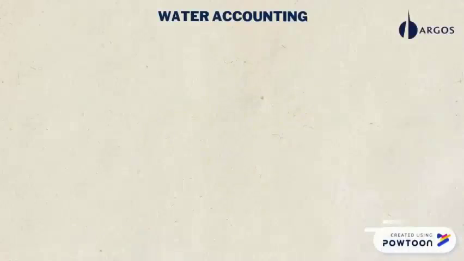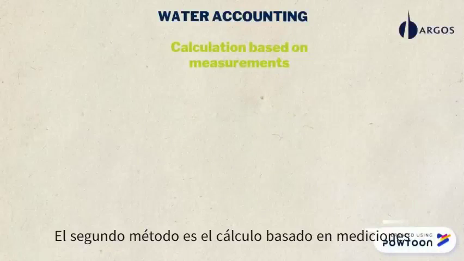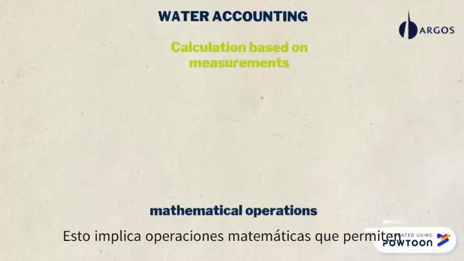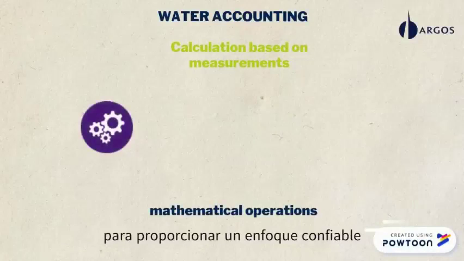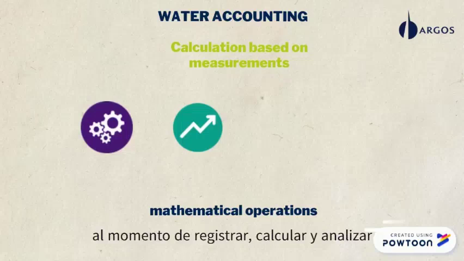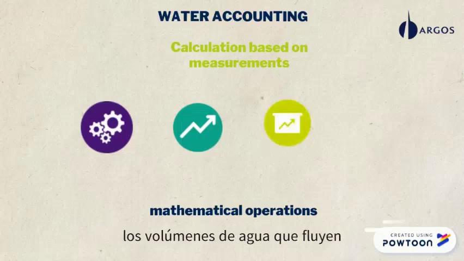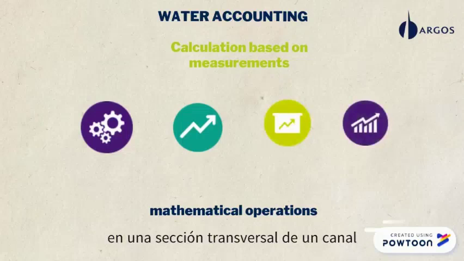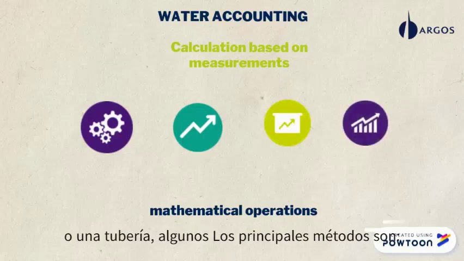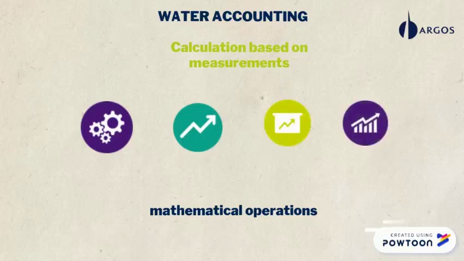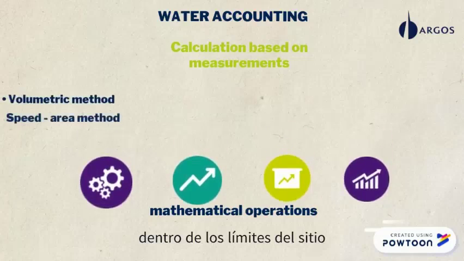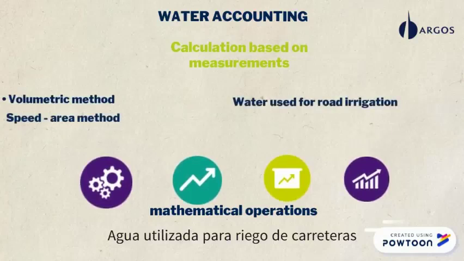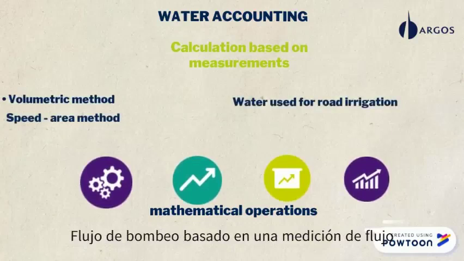The second method is the calculation based on measurements. This involves mathematical operations that allow relating a variable measured on the basis of another variable in order to provide a reliable approach at the time of recording, calculating and analyzing the volumes of water that flow in a cross-section of a channel or a pipe. Some of the main methods are volumetric method, speed-area method, water used for road irrigation, pumping flow based on a flow measurement.